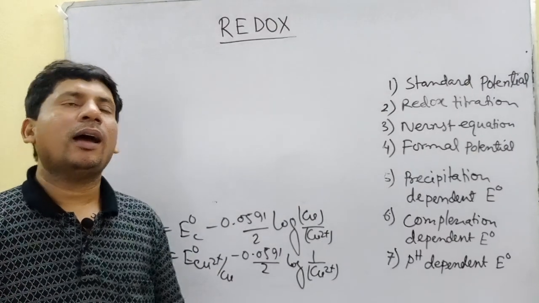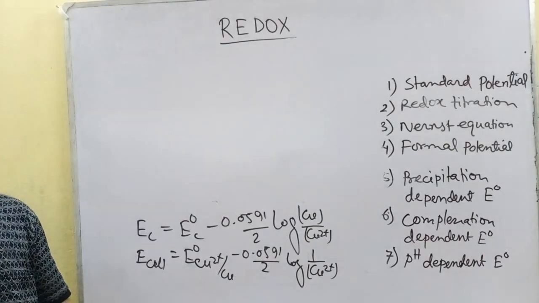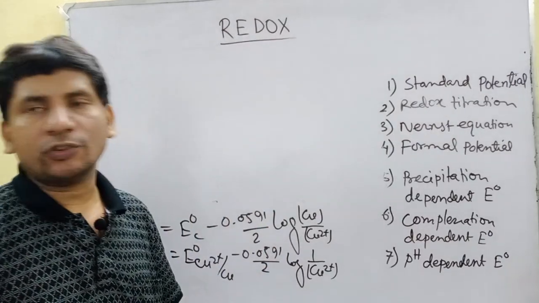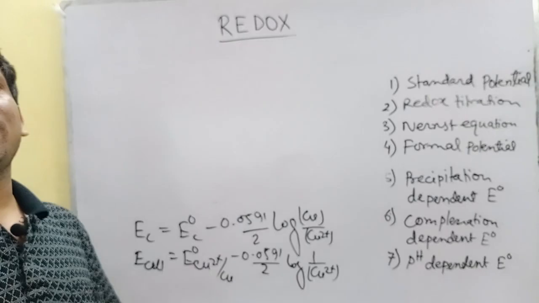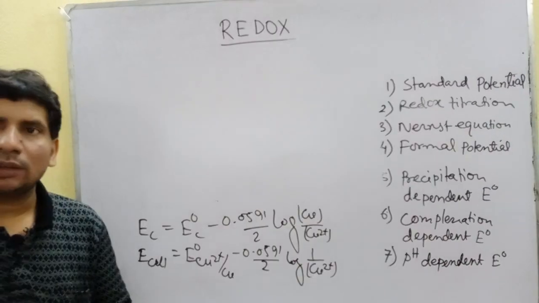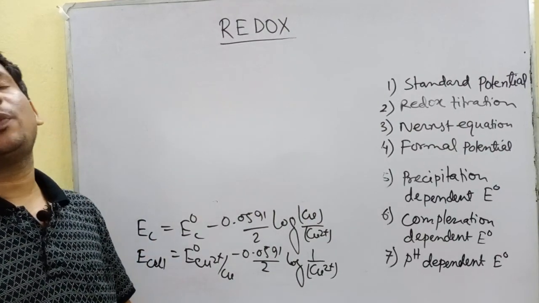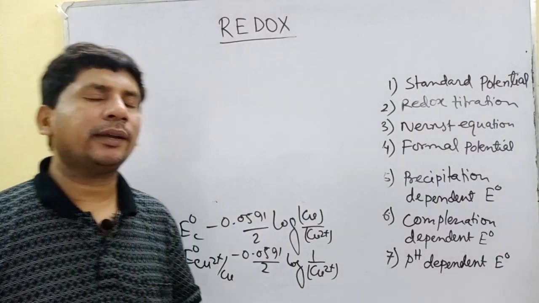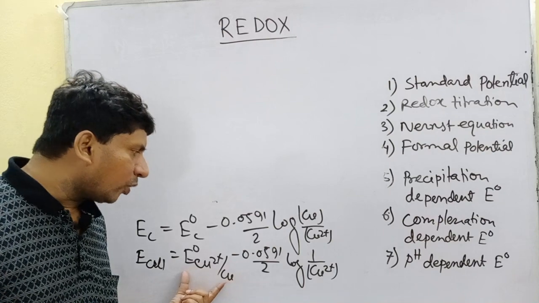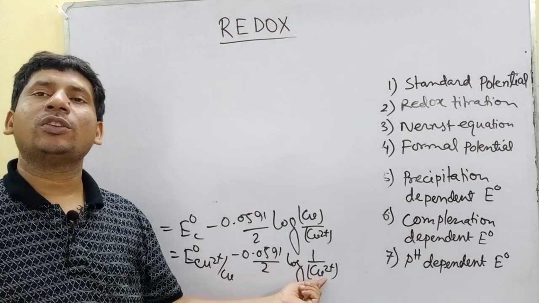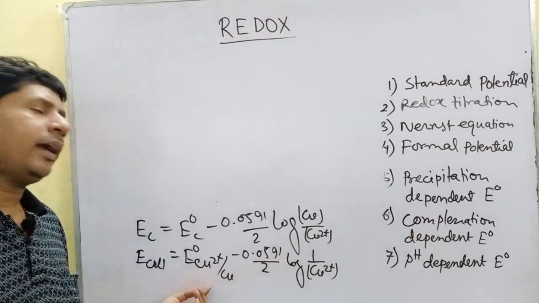Okay, and why can it change? There are so many causes. One cause is precipitation, the second cause is complexation, the third cause may be pH change or the concentration of the H plus ion in solution. If this changes, meaning the concentration of this ion changes, we will see a change in the potential here.